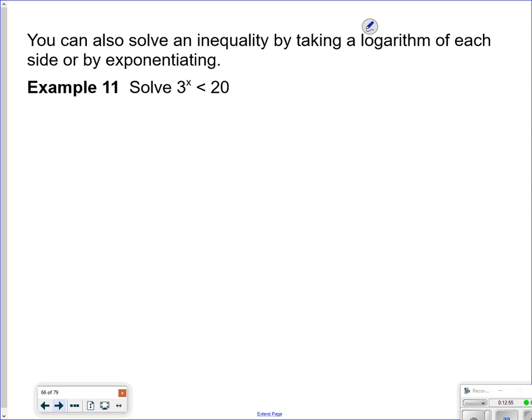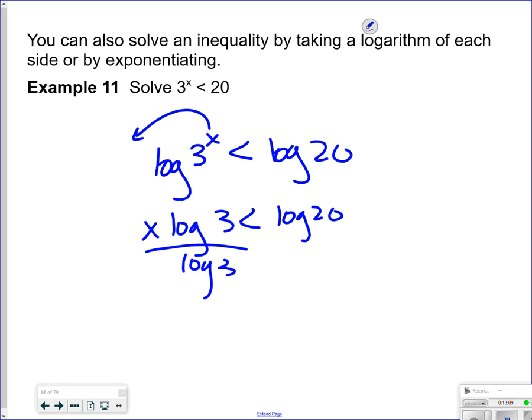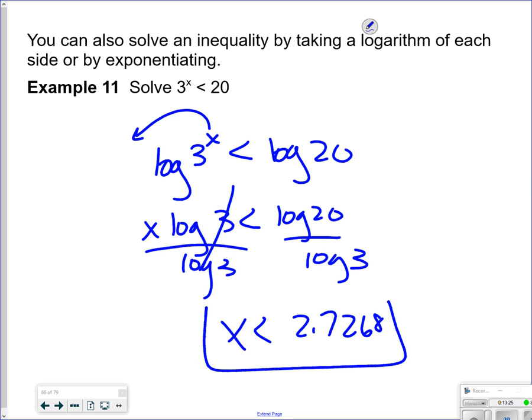Let's solve this inequality. Now, taking the log of both sides does not cause an issue, by the way, to the inequality. And I'm going to move this out in front because that is one of our rules of logarithms. And I'm going to divide by the log of 3. So now, log of 20 on a calculator, and then I'm going to divide that by log of 3 on a calculator. And 2.7268.